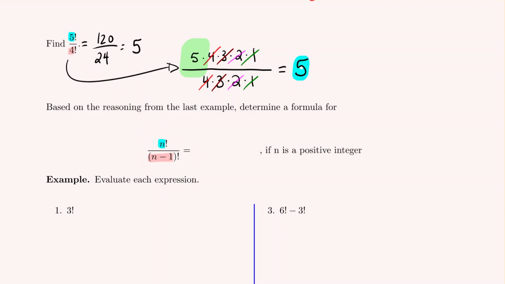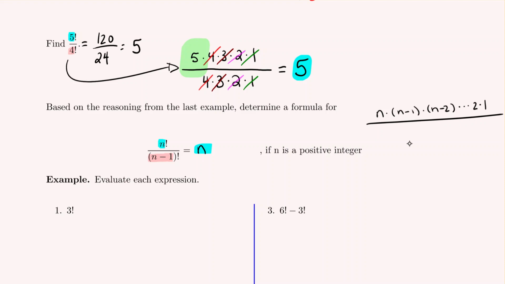So with that in mind, could you predict in general if we ever have n factorial divided by n minus 1, then apply the factorial, what will that always simplify to? It'll simplify to n. And the reason is, if we write out n factorial, by definition that's n times n minus 1 times n minus 2, all the way down until we get to 2 times 1.